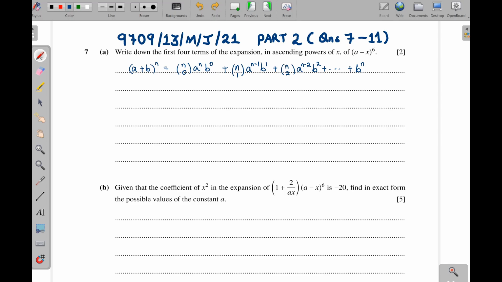If it's a negative integer, this expansion will never end. It's an infinite series. And also if it is a fraction, it never ends.